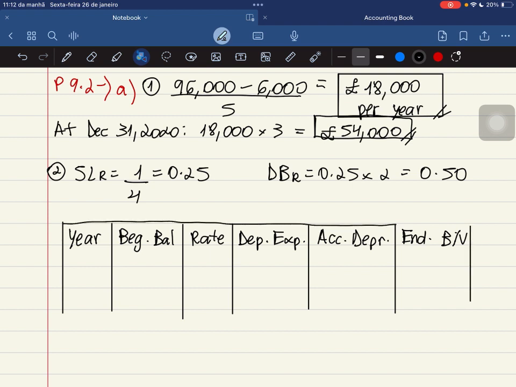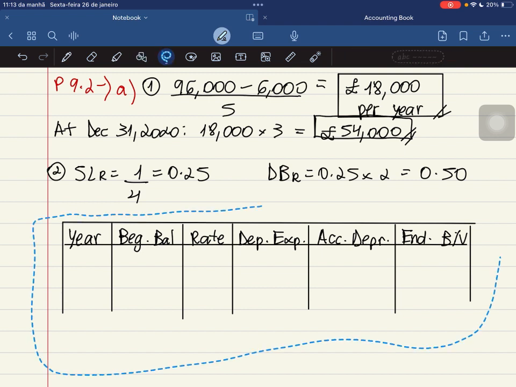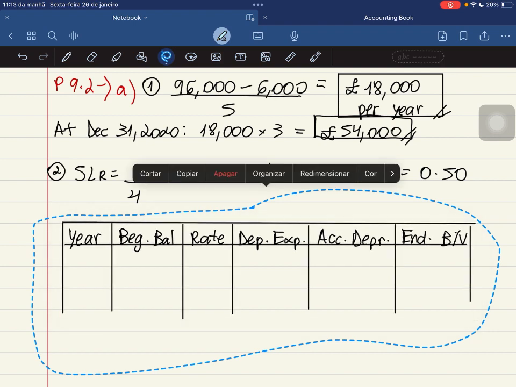So over here, just to make sure that we are all on the same page, the year, right, beginning balance, the rate, which is the double declining rate, the depreciation expense, the accumulated depreciation, and the ending book value, okay? All right. And I'm actually going to copy this table because I think we have to make another table in the future as well.